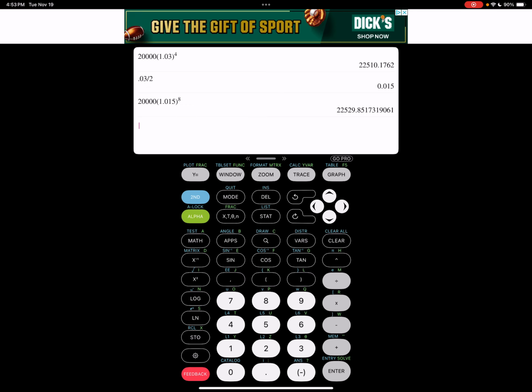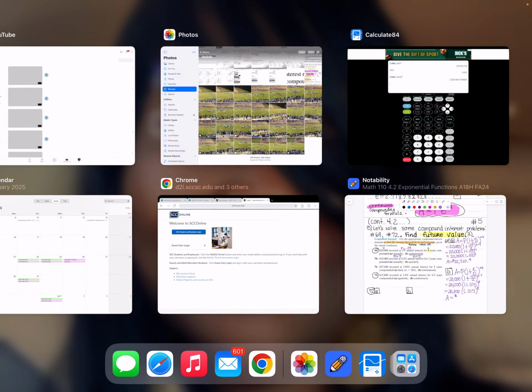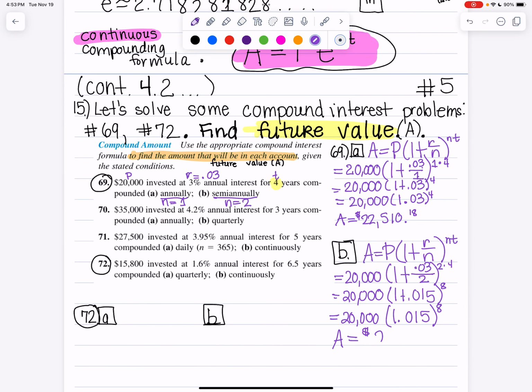22,529. And then look, this one tells me to raise the 5 or keep the 5 the same, right? Well, 5 is going to stay the same because 1 doesn't make it go up. So 22,529.85. Okay. You get a little bit more.